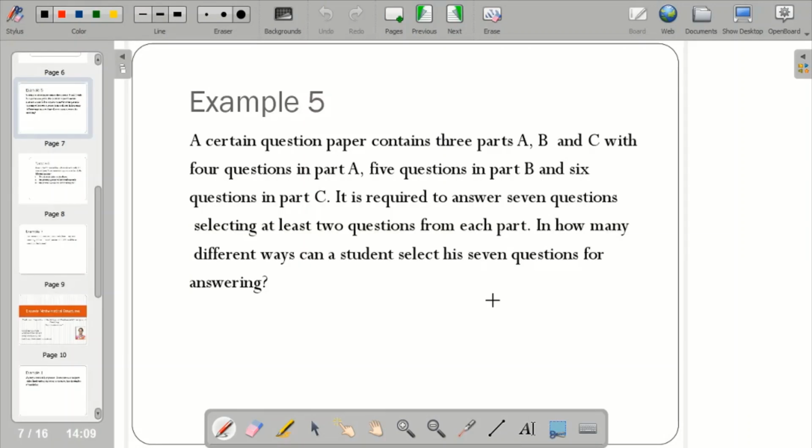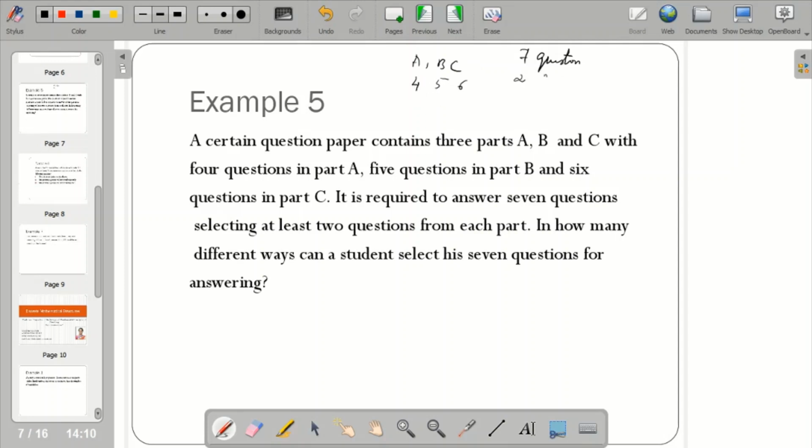So the next problem is example 5. In example 5, there is a question paper that contains 3 parts, A, B, C, with 4 questions in part A, 5 questions in part B and 6 questions in part C. It is required to answer 7 questions, selecting at least 2 questions from each part. So from each part he has to choose 2.